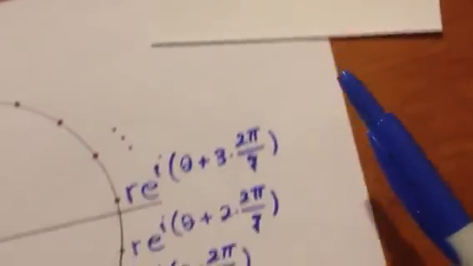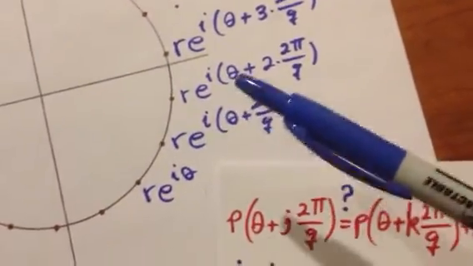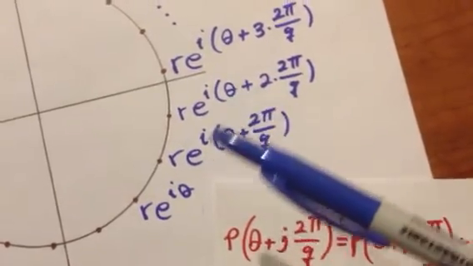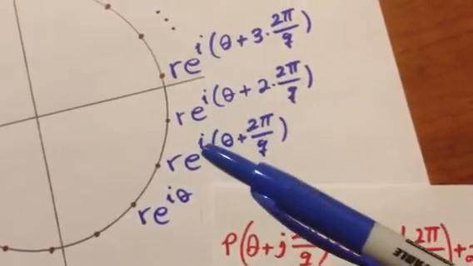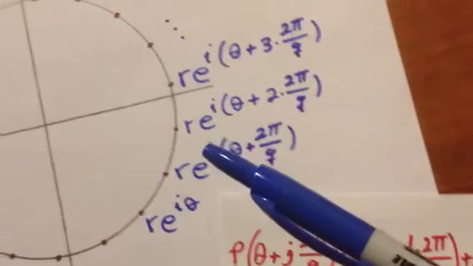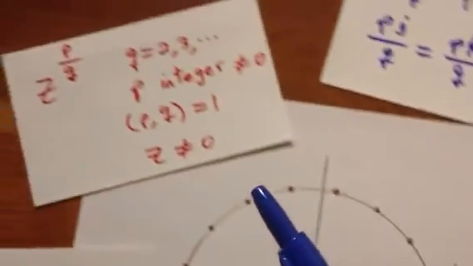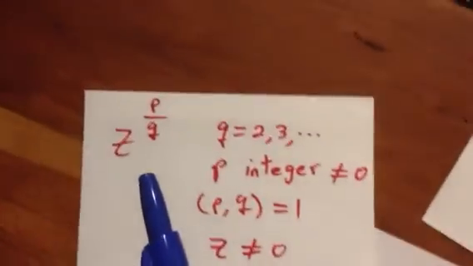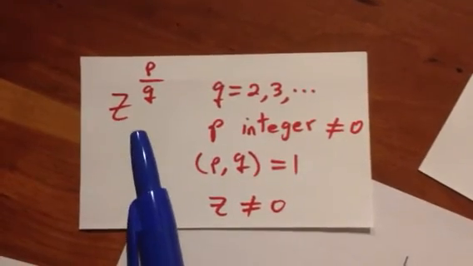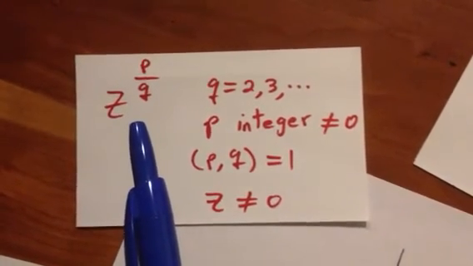So no two of these roots after raising them to the power p would be equal. Therefore, z to the power p over q would have exactly q distinct values.